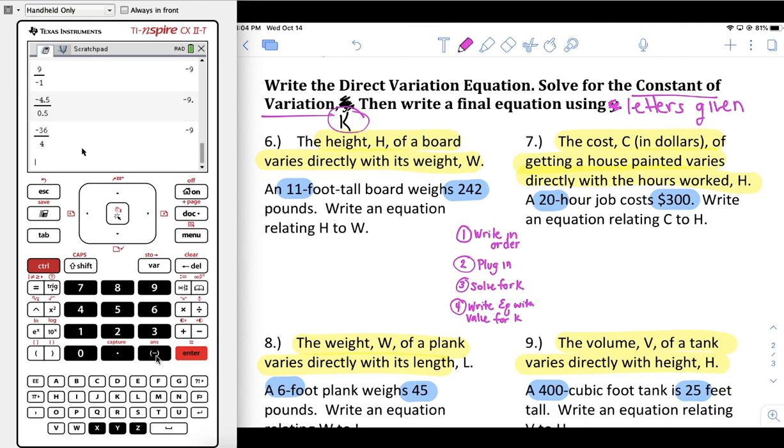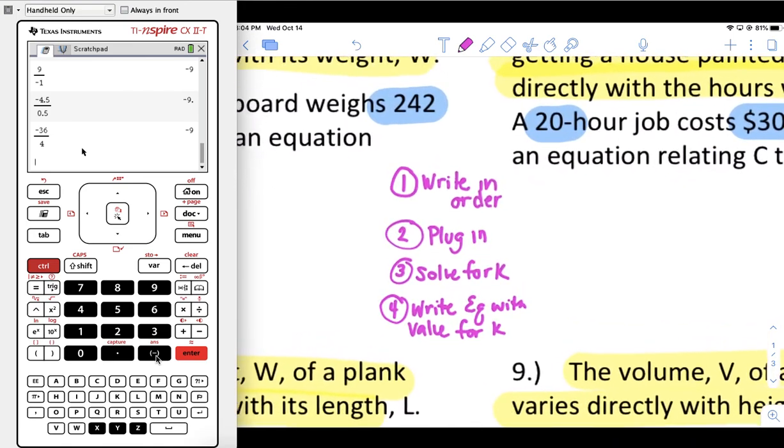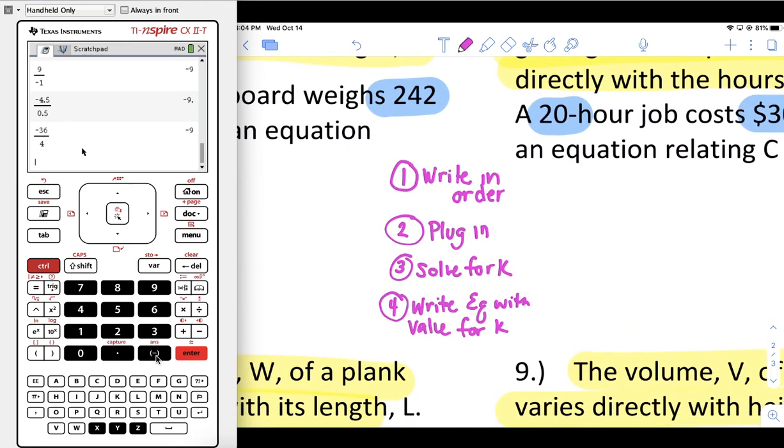All right, so let's go ahead and get started. We write down these 4 steps. Just write them in between 6, 7, 8, and 9. Try not to make them take up too much space, but we're going to write the letters in order. We're going to plug in our values that we know. We're going to solve for our constant, which is k. And then we're going to write our final equation with our value for k in it. Every problem will pretty much look exactly the same, 4 steps.